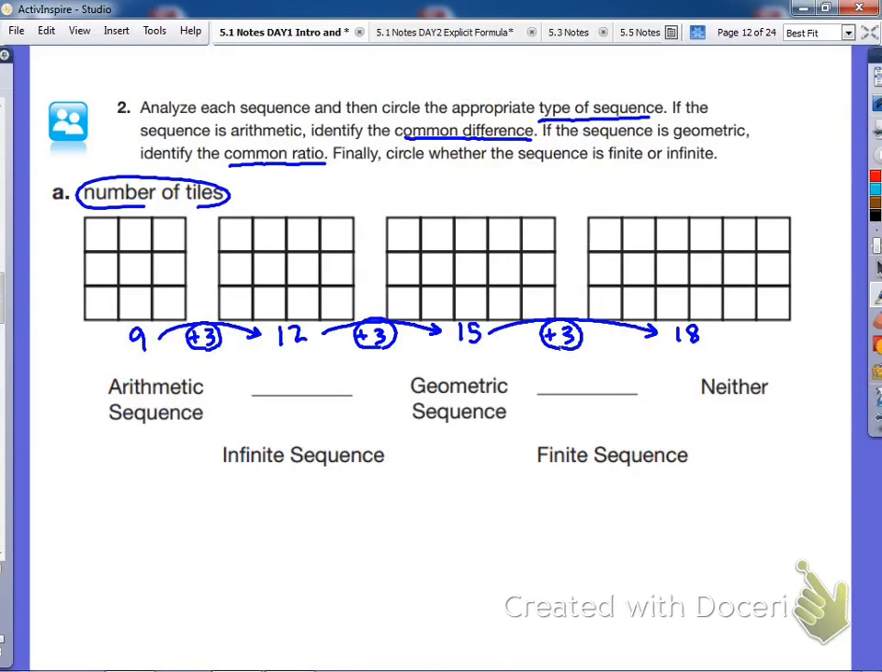Does that make this arithmetic or geometric? Definitely makes this an arithmetic sequence. It is not geometric. So if it's arithmetic, then what is the common difference? The common difference is 3. Okay, and now, does this pattern go on forever? Well, it could, but it stops here. There's no indication that it continues going, so we're going to say that it's a finite sequence. All right, so you can make those markings on your notes.